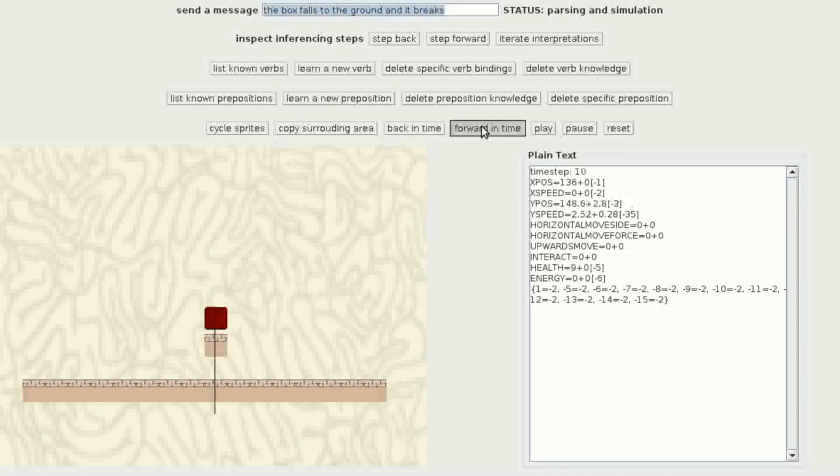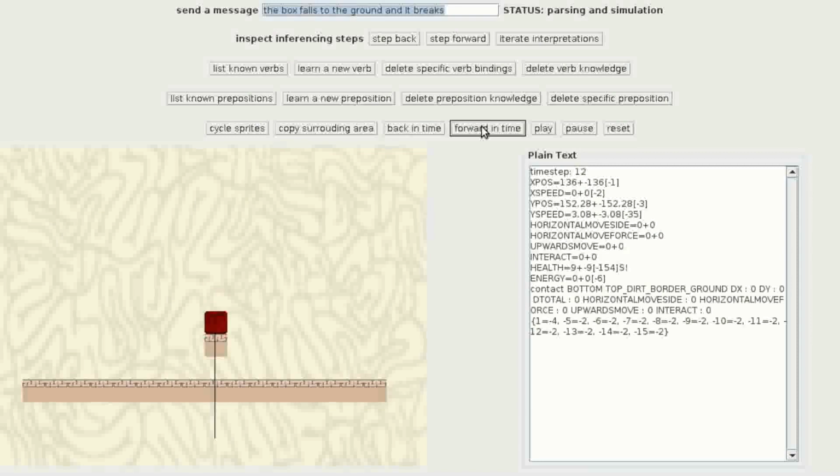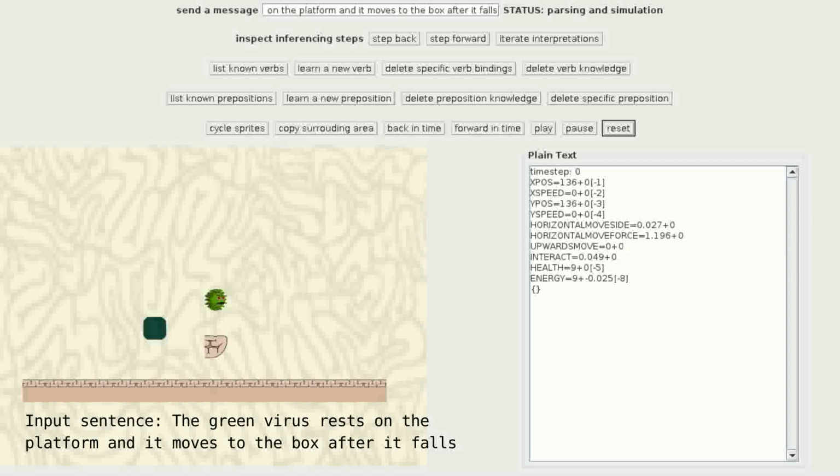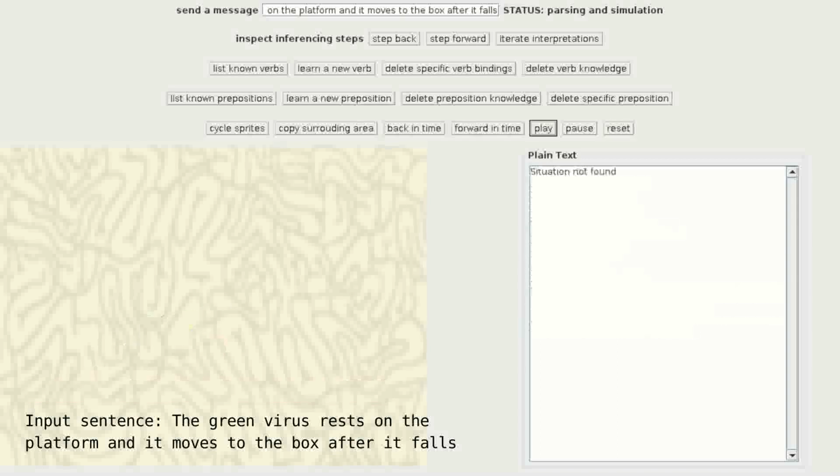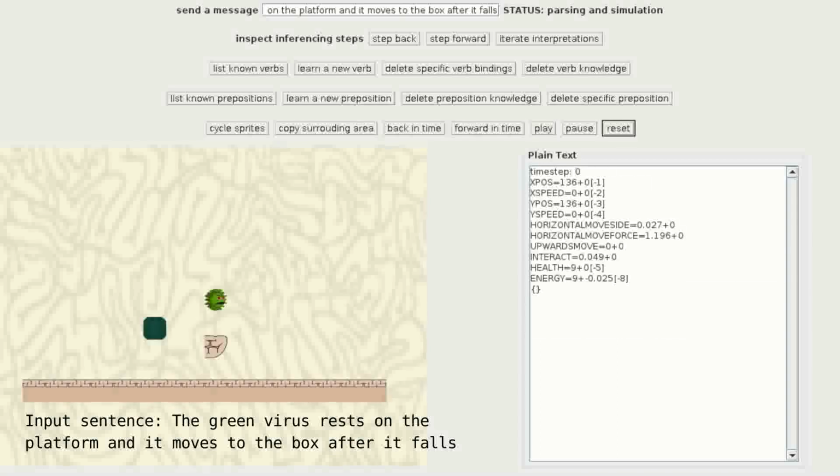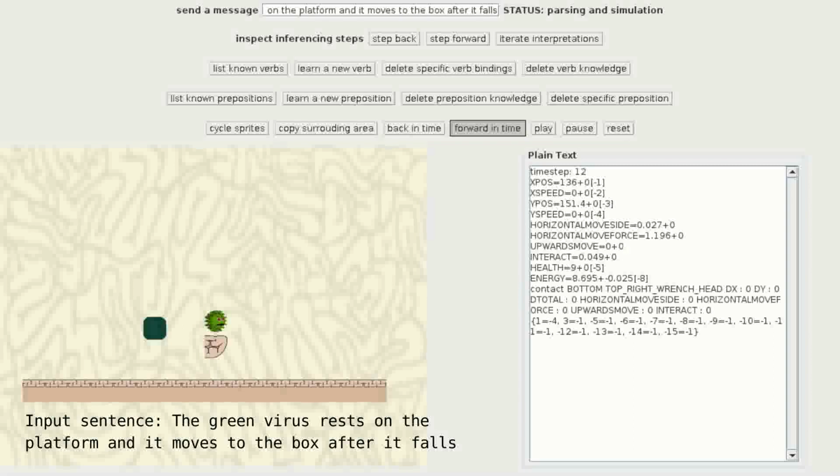Now this is a very simple example, but Learner is also able to understand more complex examples like the green virus rests on the platform and it moves to the box after it falls, which already contains quite a lot of ambiguity too. Learner parses all the building blocks and then comes up with a continuous mental simulation, and we can take this to be the compositional meaning of the sentence, which Learner just understood.